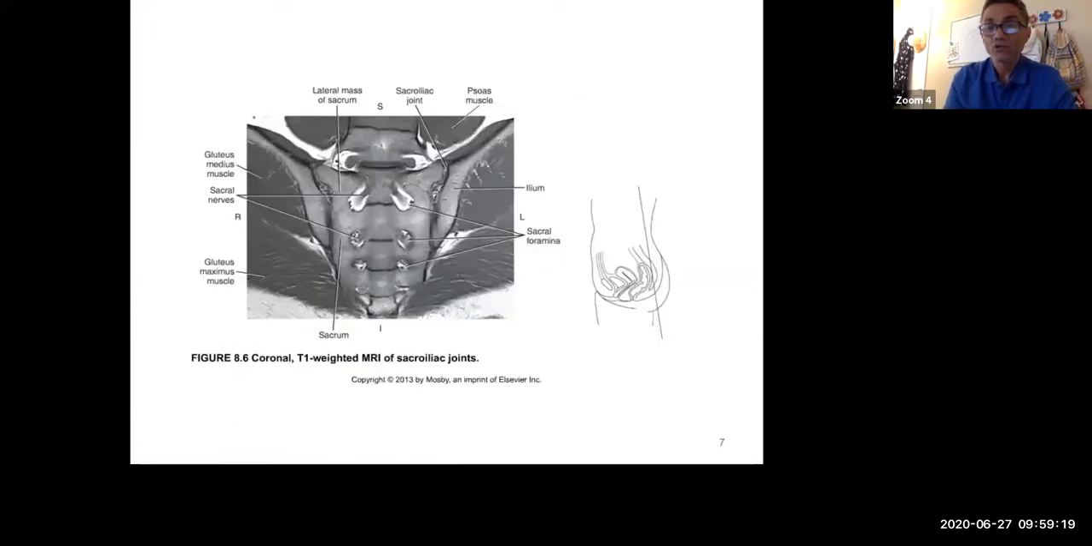Another coronal cut, also through the sacroiliac articulation, where you are able to see the iliac bone on the right and the iliac bone on the left. And of course, the articular surface between them is the sacroiliac articulation. This is the S1, L5 margin. Where do they meet?